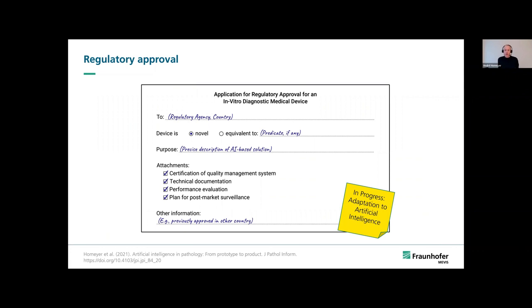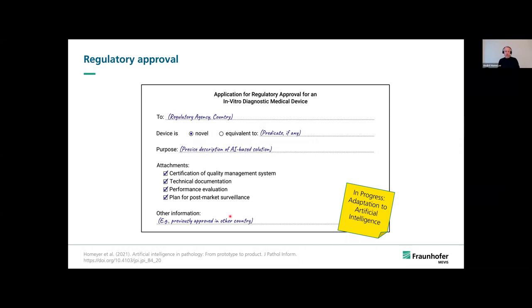AI solutions for pathology are in vitro diagnostic medical devices, IVDMDs, because they perform diagnostic tasks outside the human body. As medical devices, they may only be distributed with regulatory approval. This slide shows a greatly simplified overview of a typical approval process. Regulatory requirements vary between countries.